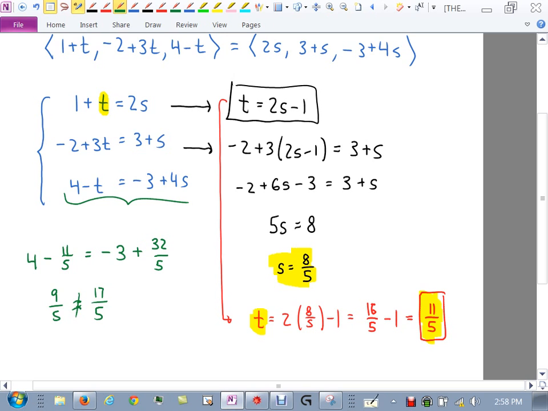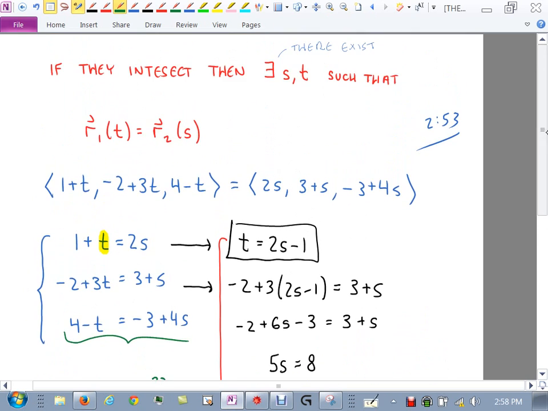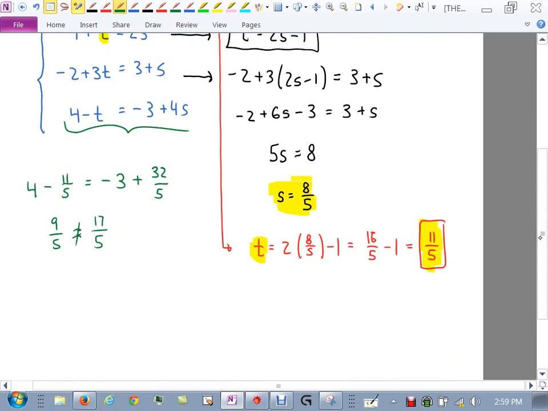All right, inconsistent system here. That means they don't intersect. So therefore, the lines are skew. Not orthogonal, not parallel. They don't intersect. Any questions on that?